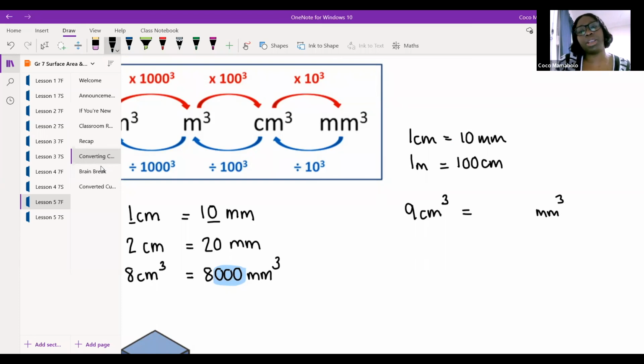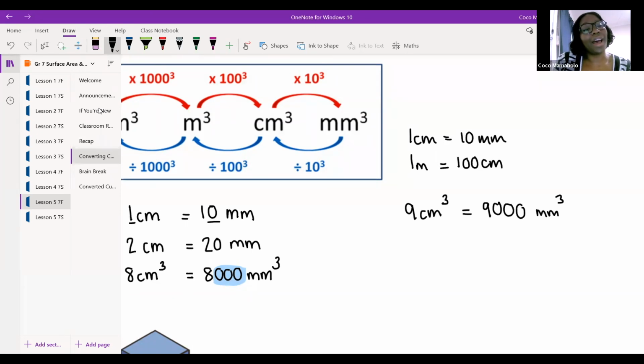Olonda, you're missing something. How many zeros do we need to go from centimeters to millimeters? Yes, Salome. Hi, Salome, do you want to unmute? How many zeros do I need, guys? Excellent, Daetso. Good, that's it. Mbali, don't forget, it's not centimeters cubed anymore. It's now millimeters cubed. Okay, so it's going to be 9, 0, 0, 0 millimeters cubed.